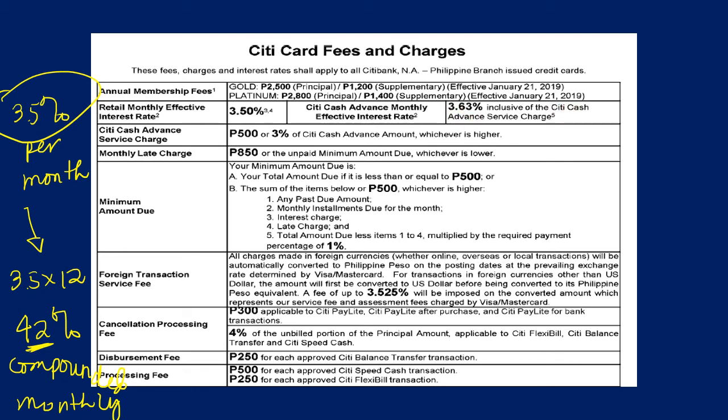All right. And then aside from the interest rate of cash advance, you also have another charge, a service charge if you use cash advance: 500 or 3% of your cash advance amount, whichever is higher. And then again, if you fail to pay, you get a late charge of 850, or if your charge is less than 850, that will be the late charge. Okay, and then of course you have here your minimum amount due and so on. And also if you use your card outside of the country, take note here.